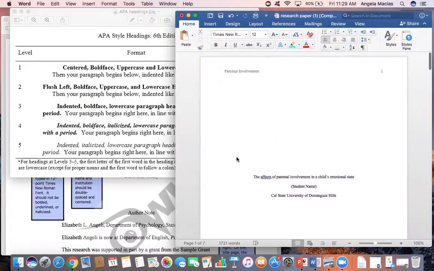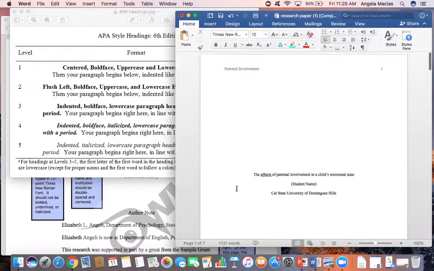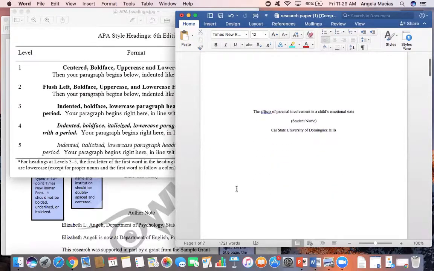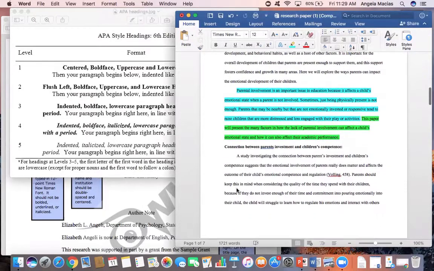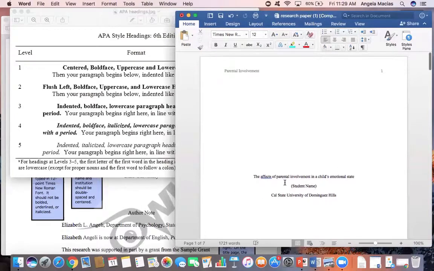So I'm going to start off with an example paper that I've pulled from a previous semester, and I've taken the student's name out, so this is anonymous. This is a student who wrote a research paper on the effects of parent involvement in a child's emotional state. Great topic, and this is a pretty good paper, you'll see, but there are some ways that this person could revise it. We're going to talk about a few things in this video.